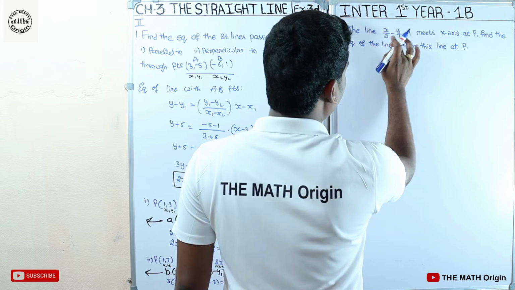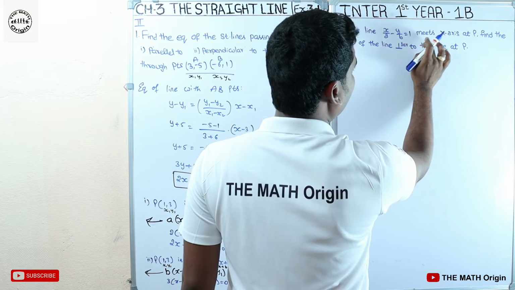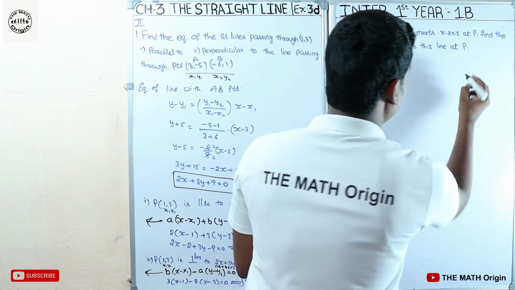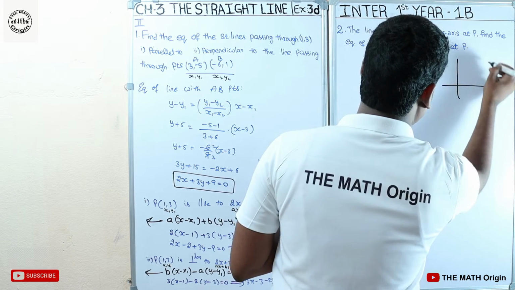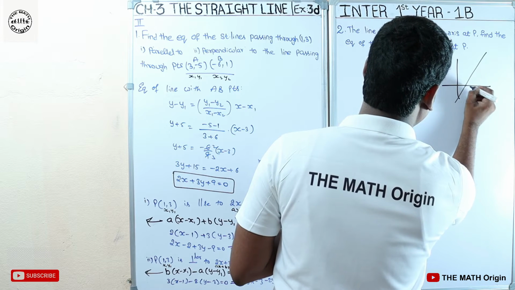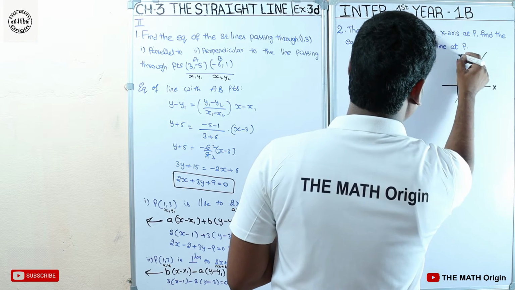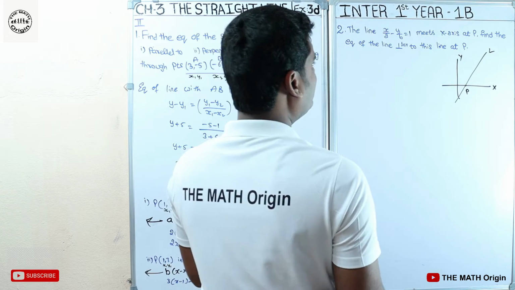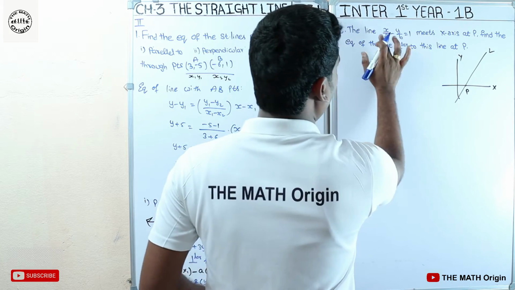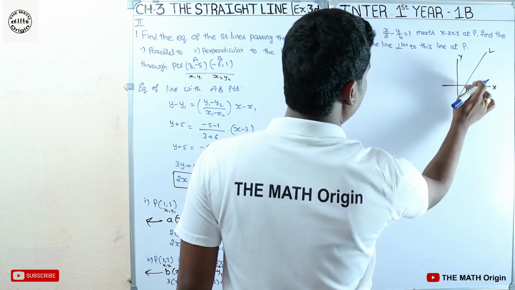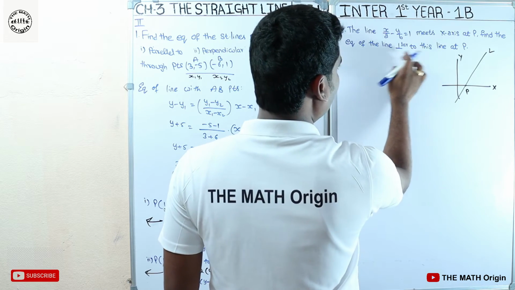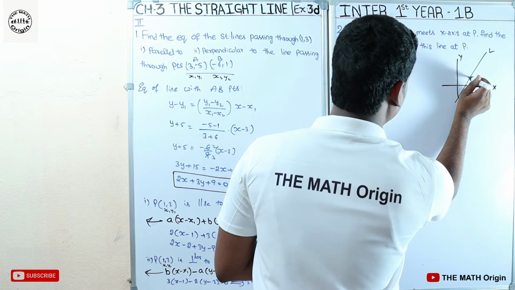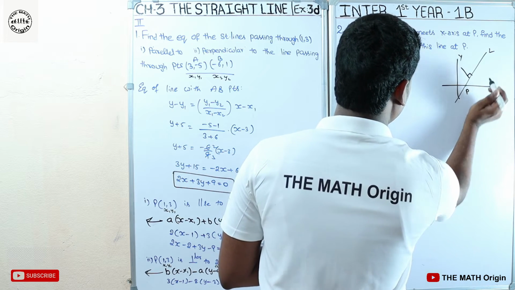The line x by a minus y by b equals 1 meets the x axis at P. It means we have a graph and it meets somewhere at the x axis at P. This is the x axis and this is the y axis and this is the given line. They mention the line meets the x axis at P. Find the equation of a line perpendicular to this line. There might be a line which is perpendicular to this.